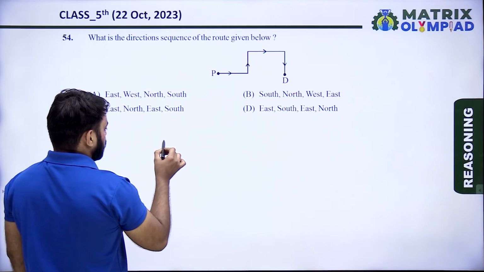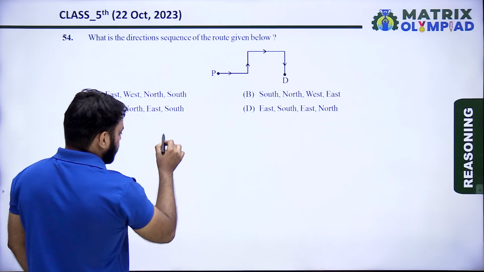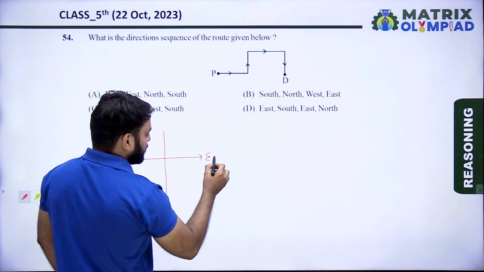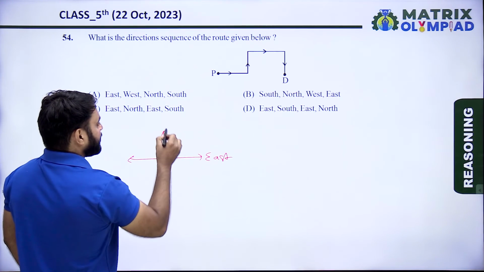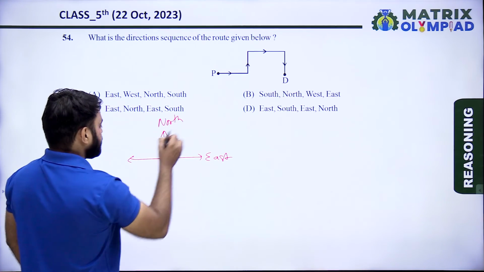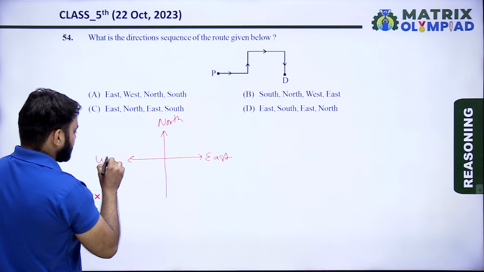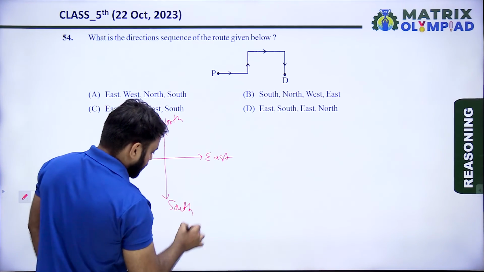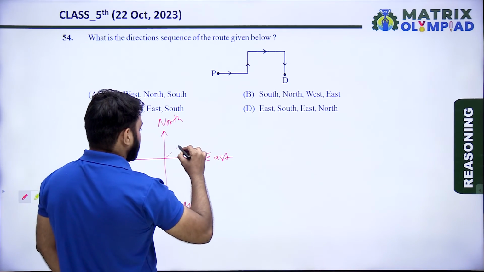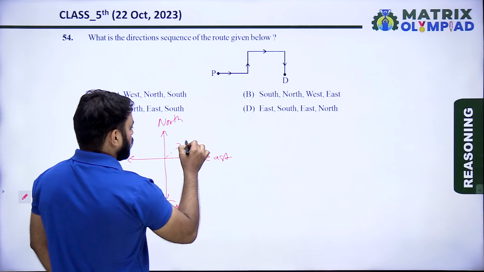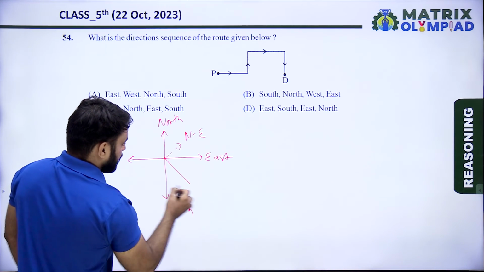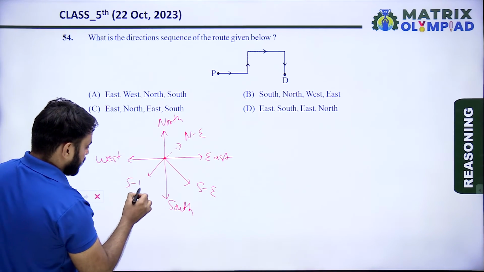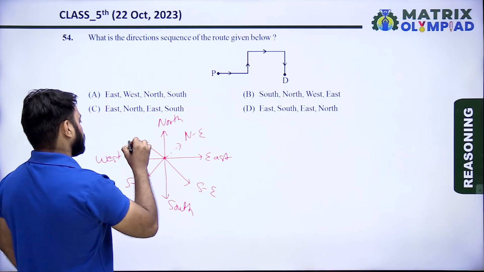Before starting this question, we should know that there are four types of main direction. One is east. This is north. This is west. And this one is south. And there are four types of cardinal direction. One is northeast. This is southeast. This one is southwest. And this one is northwest.